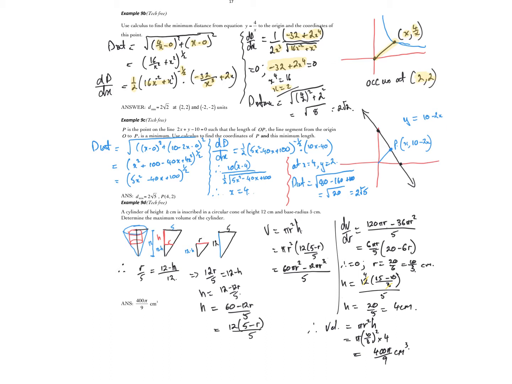And if I put 2 into my distance rule, I get a value of square root of 8. All right.